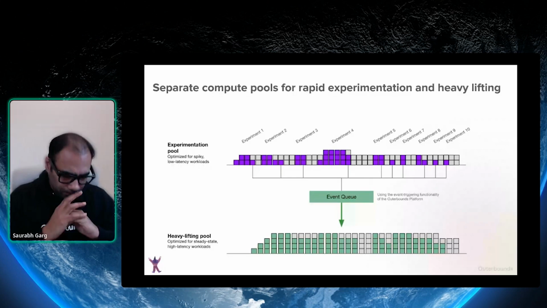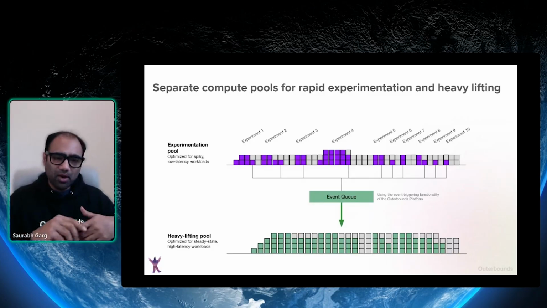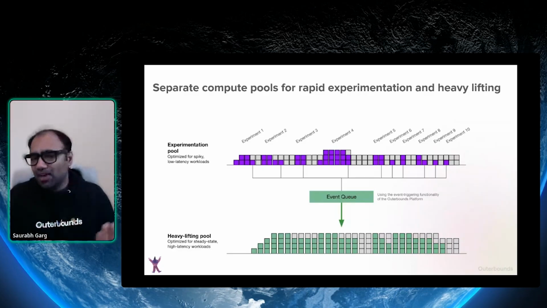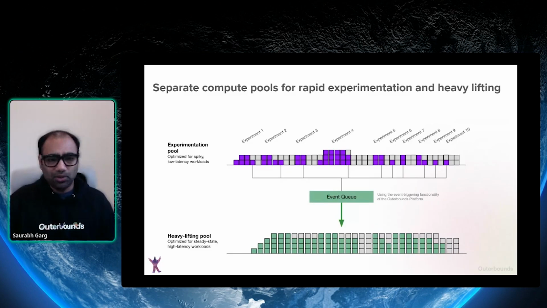Another consideration to make is that no single workload is the same. Workloads differ by priority, by SLAs, by the costs that you are willing to spend on them. So it is always a good idea to consider separating compute pools for rapid experimentation versus heavy lifting. In a dev cluster, you might want to give capacity for only M5 4XLs, but in a prod cluster, you might want to make G5 48XLs available that can scale up to, say, 20 nodes, compared to a dev cluster where you might only want to give G5 2XLs.